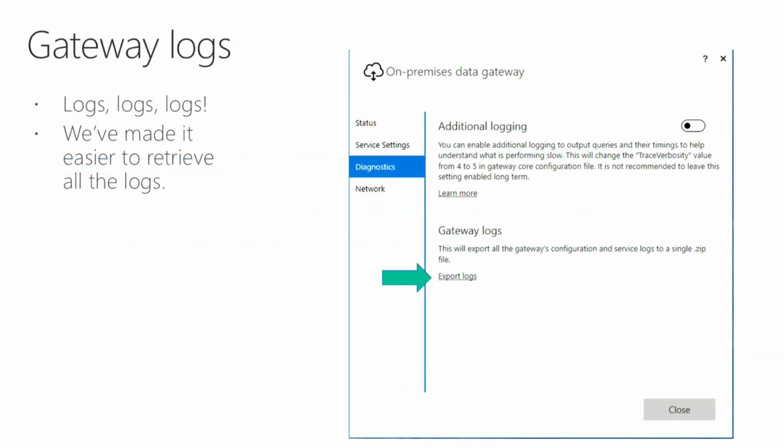Finally, on the gateway logs, you may have seen in the configurator, there's a button that you can just export the logs. So you don't have to necessarily look for them in the file system. It just wraps everything up and exports them as a package.